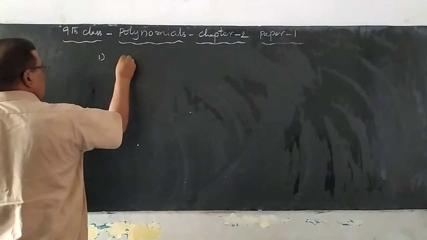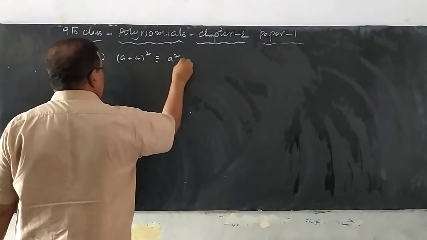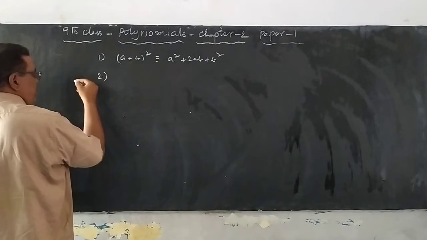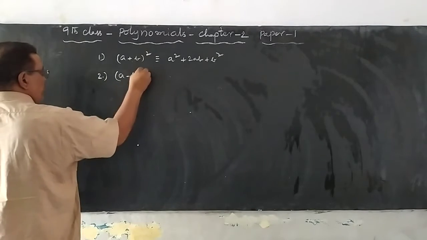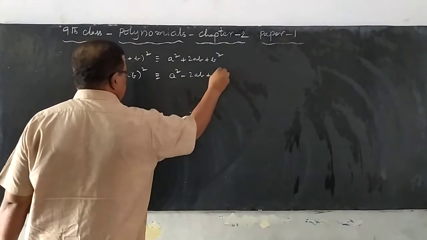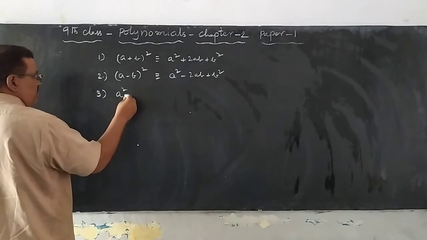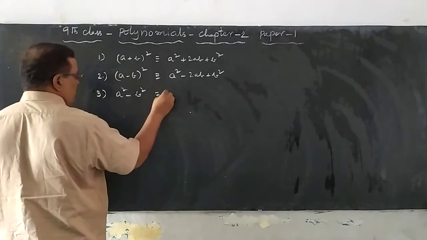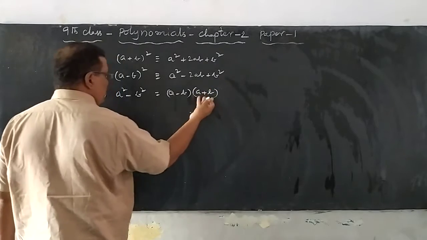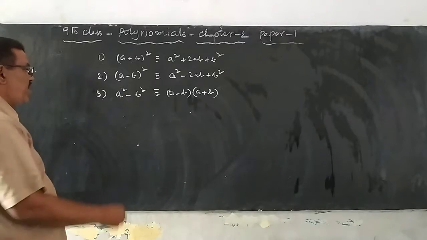The first identity: a plus b whole square is identically equal to a square plus 2ab plus b square. The second identity: a minus b whole square is identically equal to a square minus 2ab plus b square. The third identity: a square minus b square is equal to a minus b into a plus b, or a plus b into a minus b, identically equal to a square minus b square. This is the third identity, children.